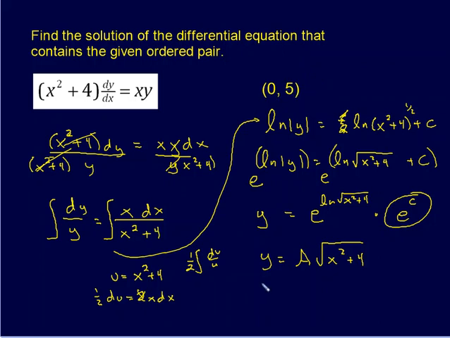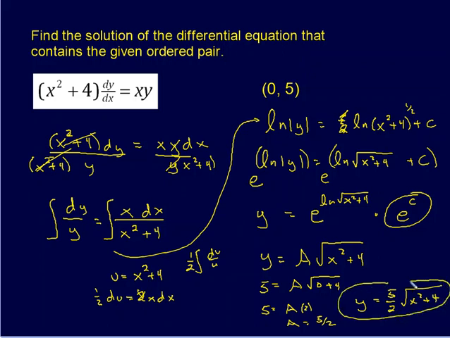So let's finish it off by plugging in y equals 5 and 0 in for x. And that makes 5 equal to a times 2. So a is going to be 5/2, which makes our final equation y equals 5 halves times the square root of x squared plus 4. And that right there is our final solution.